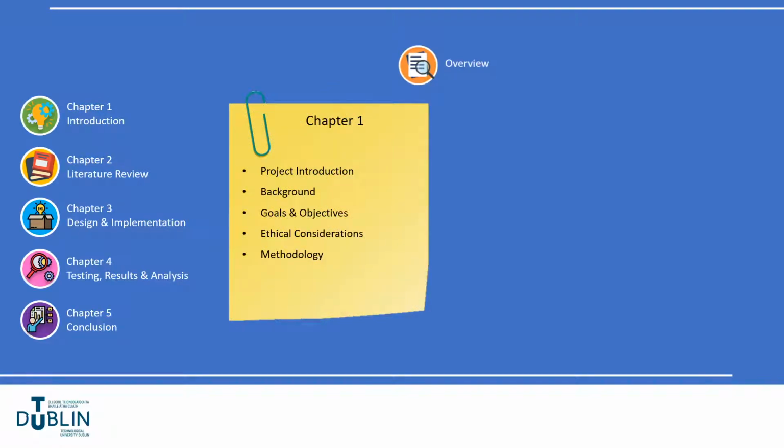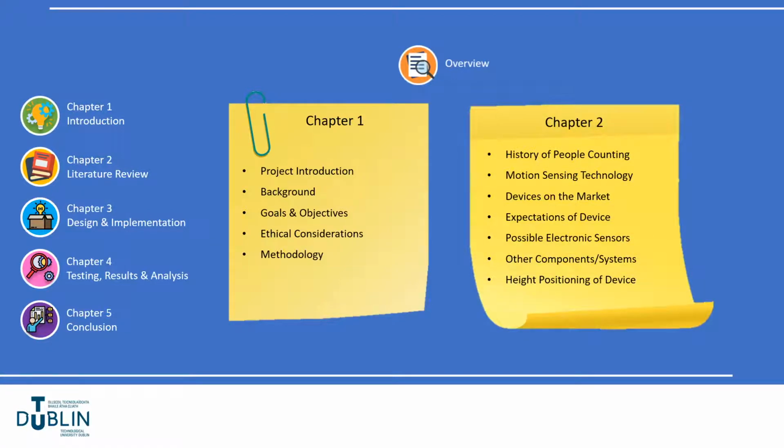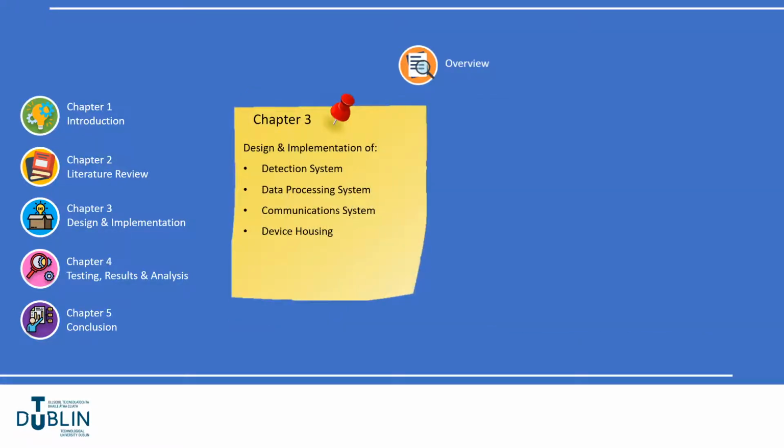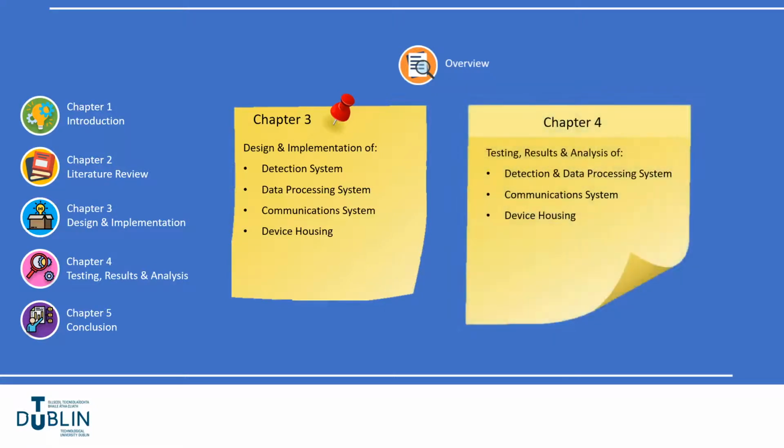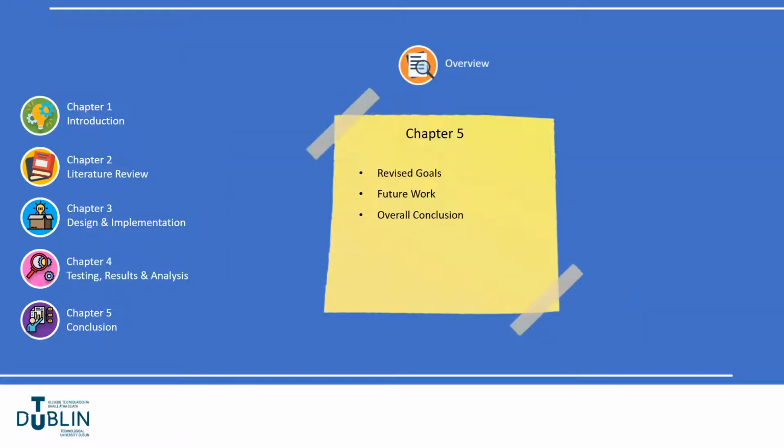Chapter 1 will give an overall introduction to the project and will include these headings. Chapter 2 will detail the literature that was reviewed for the project and will include these headings. Chapter 3 will look at the design and implementation of each system or element within the project. Chapter 4 will go over the testing, results, and analysis carried out on each system and element. And finally, Chapter 5 will give an overall conclusion of the project.